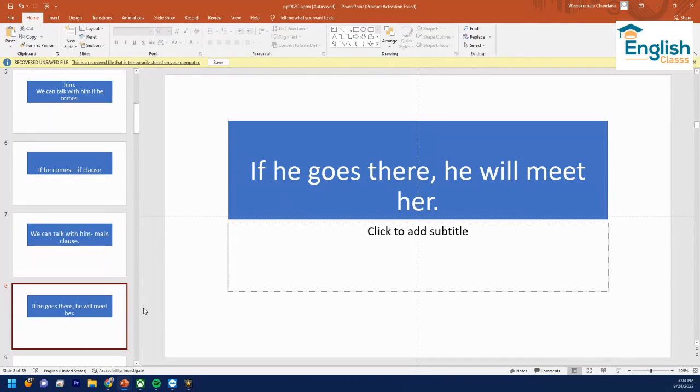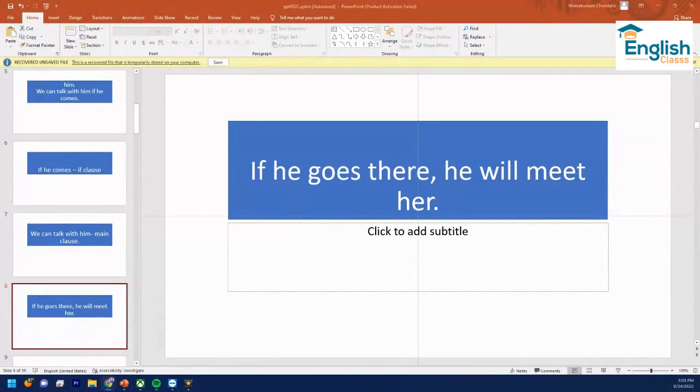Now look at this example here. If he goes there, he will meet her. If he goes there is in simple present tense, and the main clause is in future simple: he will meet her. Always remember, you can never write the if clause by using will. You can intend future by using simple present tense in the if clause. In the if clause, we use simple present tense to intend future. Never use will in the if clause.